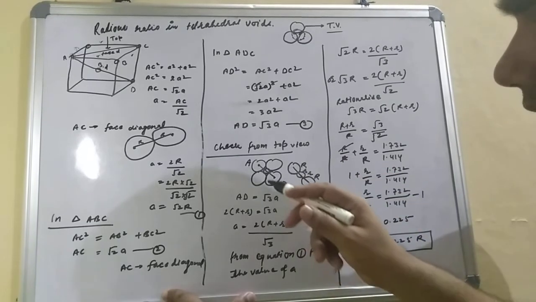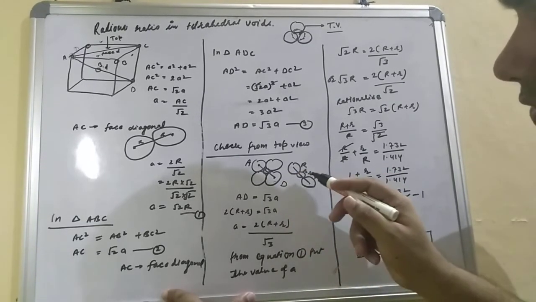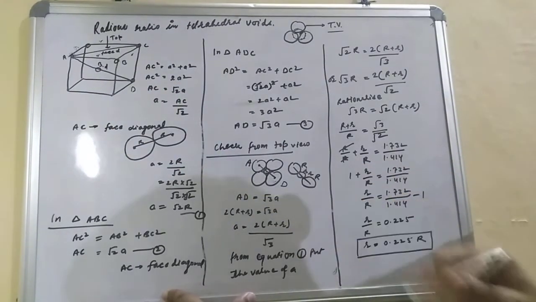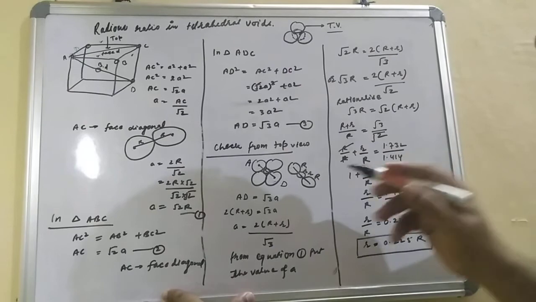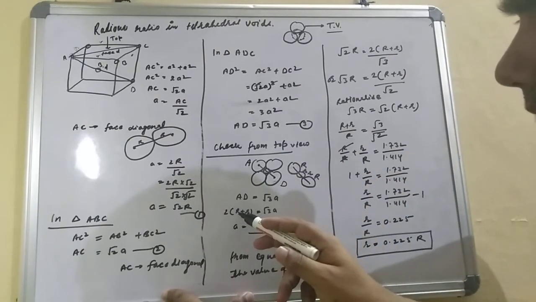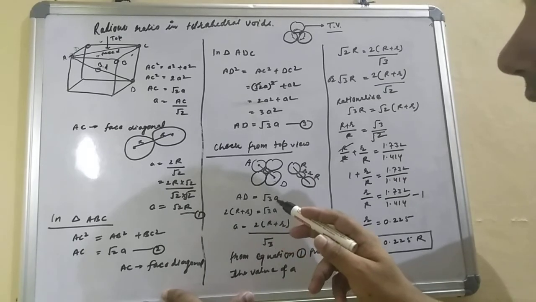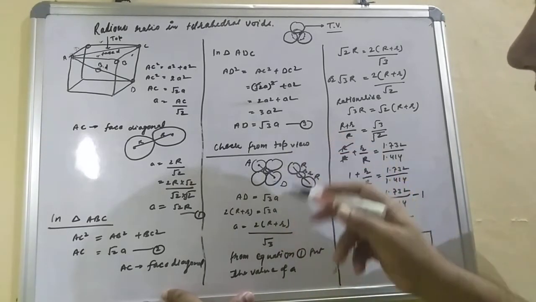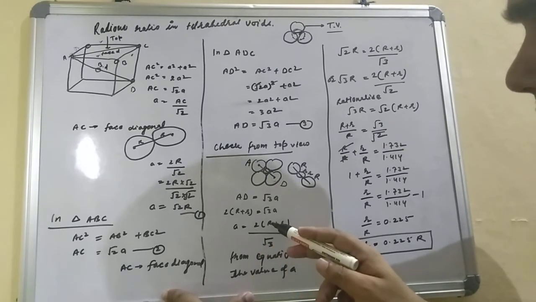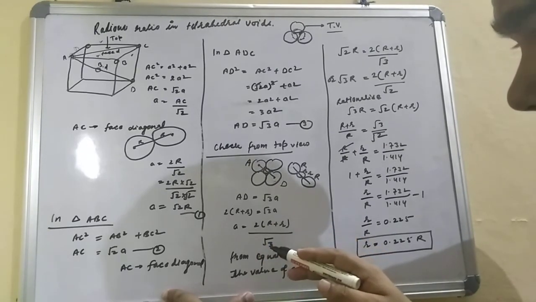So if you are considering AD, the body diagonal, what is there? 4R. AD means 4R, which means 2 capital R and 2 small r. So I am writing 2 capital R plus 2 small r equal to AD. Already we calculated in equation number 3, AD is root 3 a. So a equals 2 times capital R plus small r, divided by root 3.